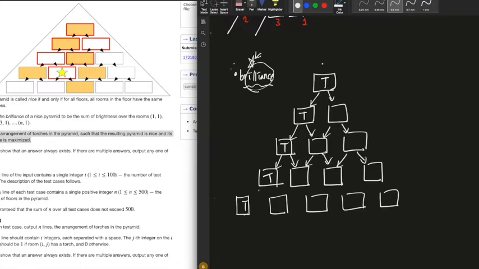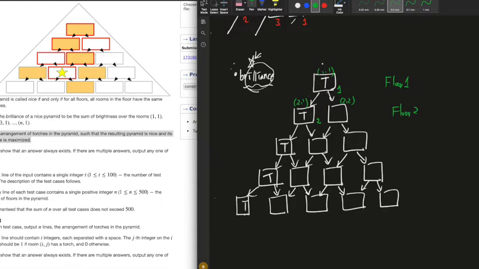So these are staircases among rooms. Lots of them. So it's floor 1, and room 1,1 has brightness 1. And 2,1 and 2,2. Room 2,1 has brightness 2, and it's floor 2.